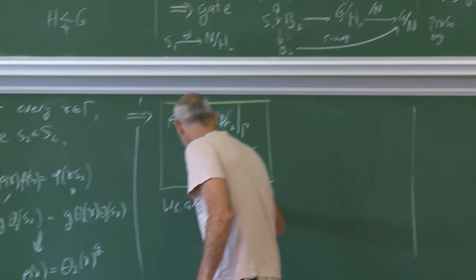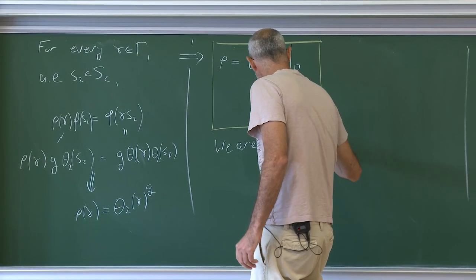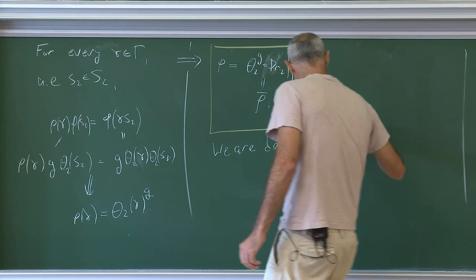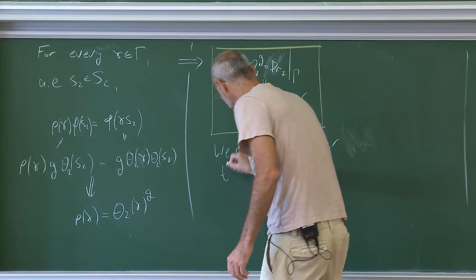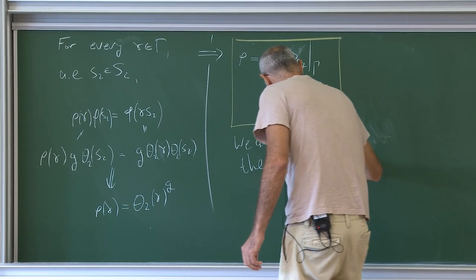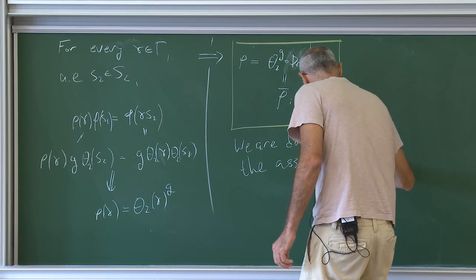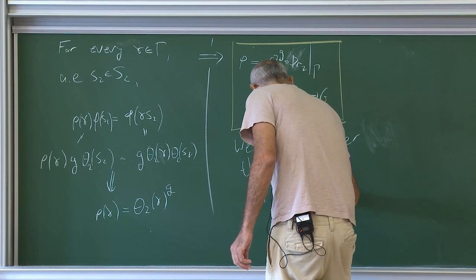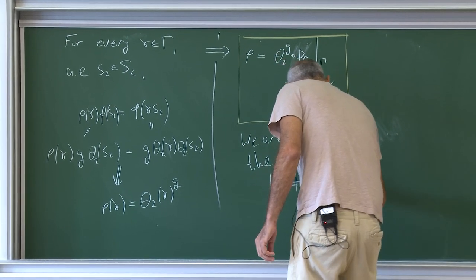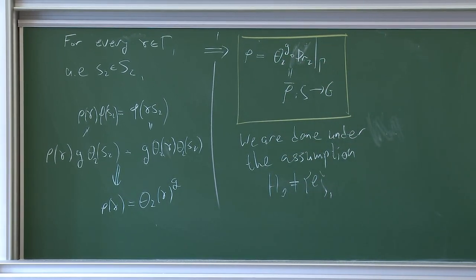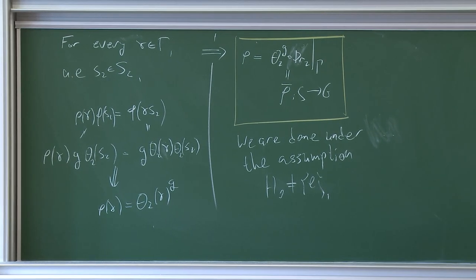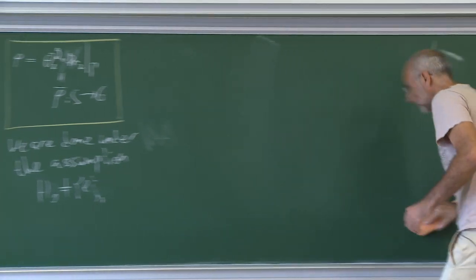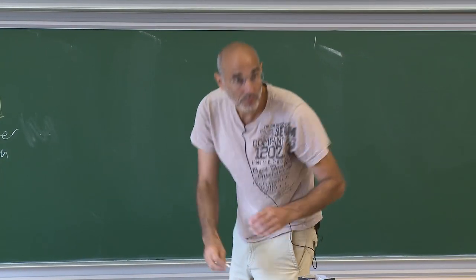Just to summarize, we are done under the assumption that H0 is non-trivial. So I'm now about to assume that H0 is trivial. Any questions so far?